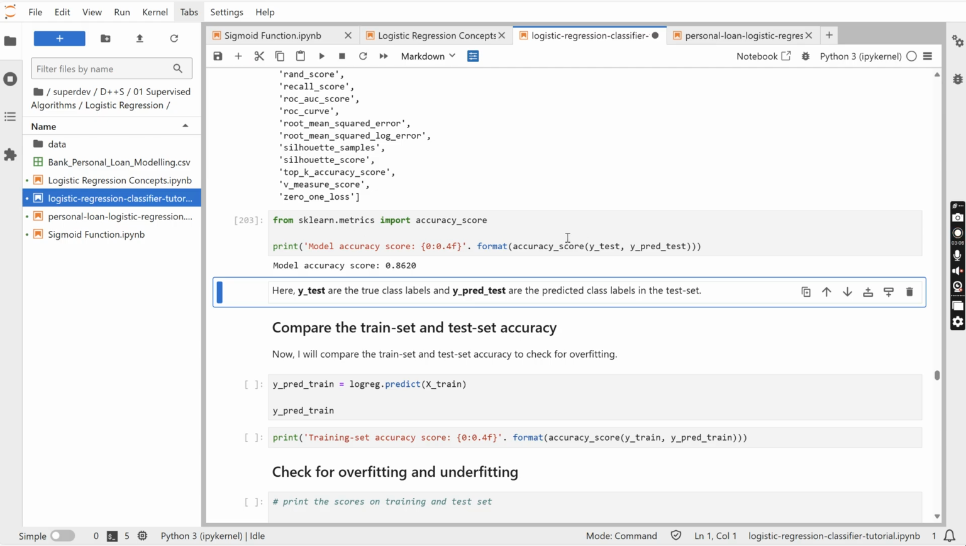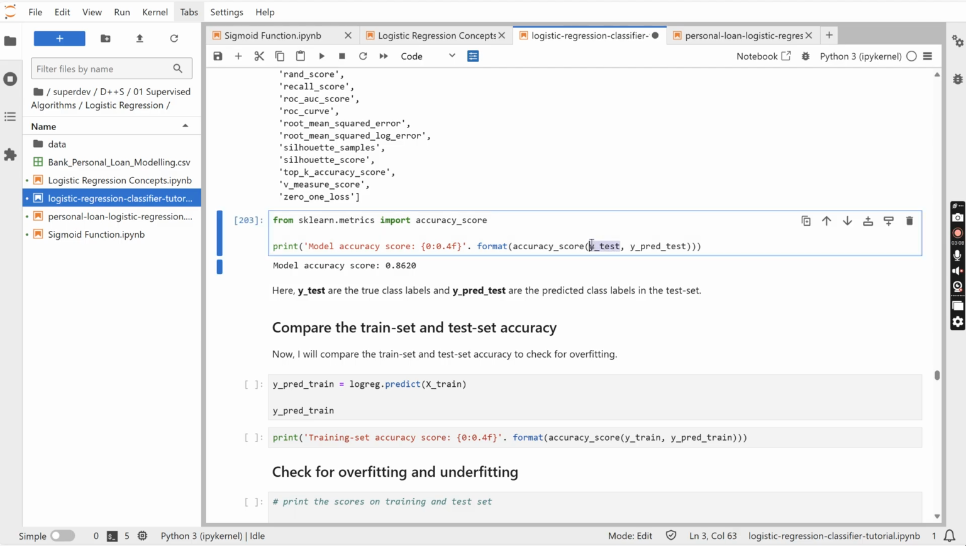Okay, so very straightforward. You are just trying to compare what was present in the Y test versus what was predicted, and that ratio is giving you 0.8620. Notice accuracy is not measured on the entire data set. Instead, only on the test data set that you had kept aside for evaluation are you calculating the accuracy score.